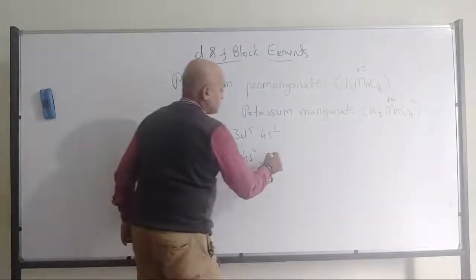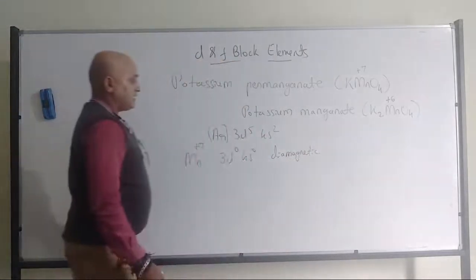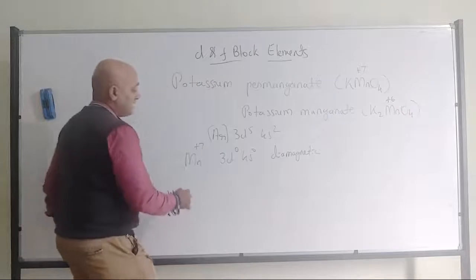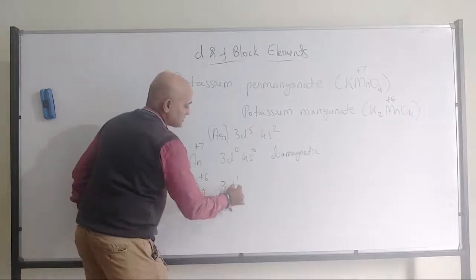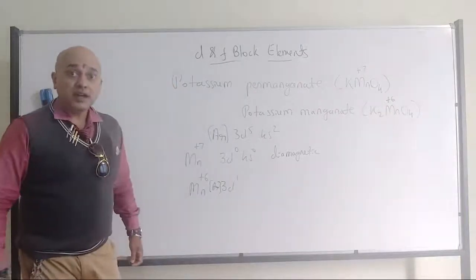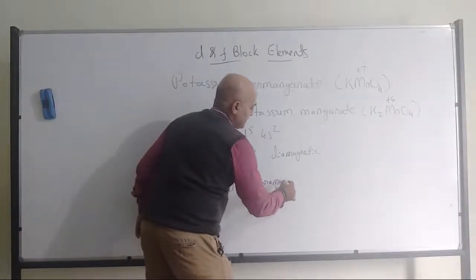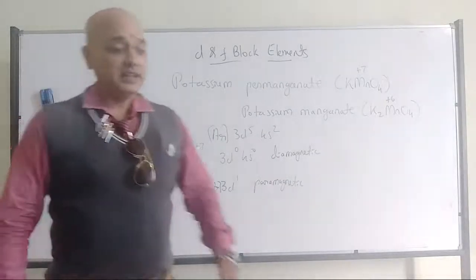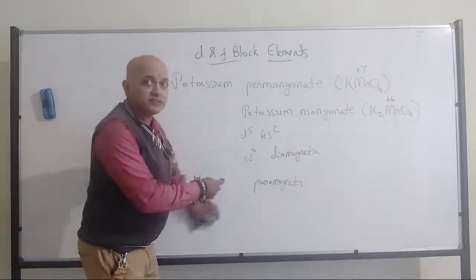So that means it should become diamagnetic. If I take potassium manganate, where manganese is plus 6, that means there should be the presence of 3d1. Argon 3d1. So that means one unpaired electron is present. That means manganate should be paramagnetic. So what I mean to tell here is, when I am talking about potassium manganate, all of you have understood this one, right?